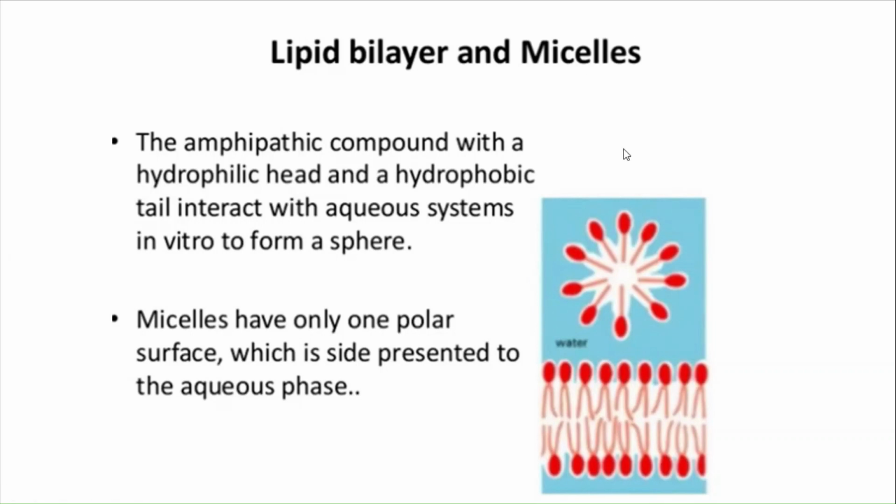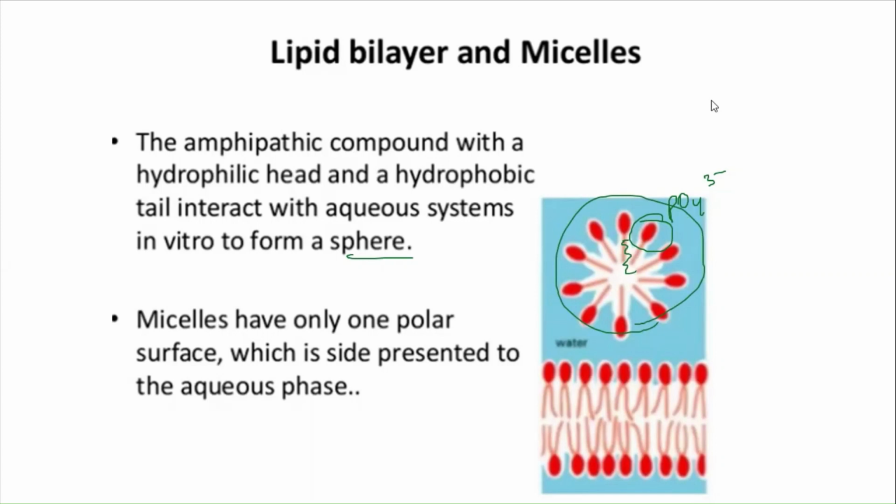Okay. So these are nothing but the amphipathic compounds which have both a hydrophilic head, that is your hydrophilic part, where the phosphate group is present, okay? And the hydrophobic tail, that is your carbon chain. They interact with the aqueous system in vitro to form a sphere. So this you know, right? In order to avoid maximum contact with the water, they form a sphere. Now micelles have only one polar surface, which is presented to the aqueous phase. Clear?